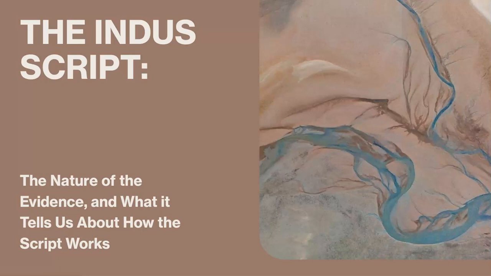Okay, so welcome back. This is lecture number 3 on the Indus script. And as you can see from the caption, we're going to start talking in this lecture in a serious and concerted way about the nature of the evidence, what it tells us about how the script works. This is the question one needs to answer before proceeding further with any type of decipherment. If you don't know what type of writing system you're dealing with, the rest is kind of silly. So let's move this forward.